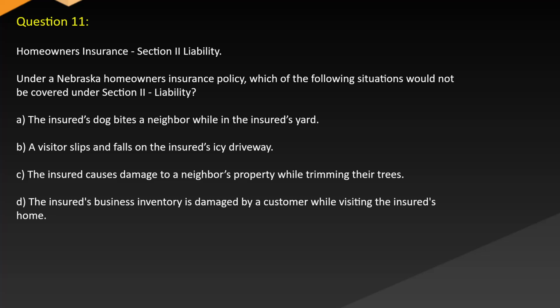Question 11. Homeowners insurance. Section II, liability. Under a Nebraska homeowners insurance policy, which of the following situations would not be covered under Section II liability? A. The insured's dog bites a neighbor while in the insured's yard. B. A visitor slips and falls on the insured's icy driveway. C. The insured causes damage to a neighbor's property while trimming their trees. D. The insured's business inventory is damaged by a customer while visiting the insured's home.